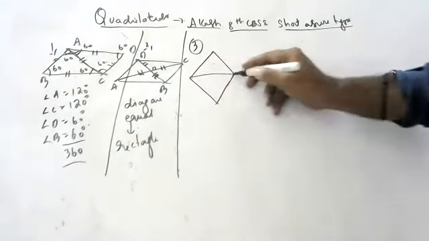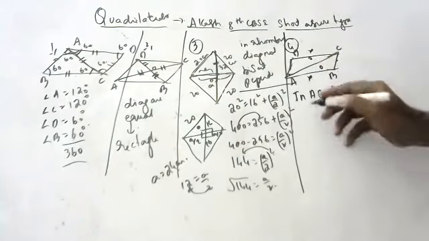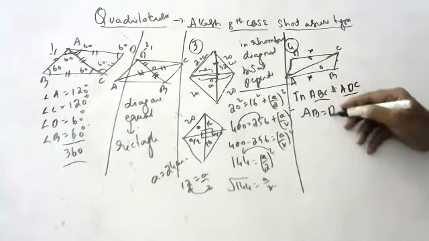In triangles ABC and ADC, tell me first, AB is equal to DC, right? Because in a parallelogram, opposite sides are equal.